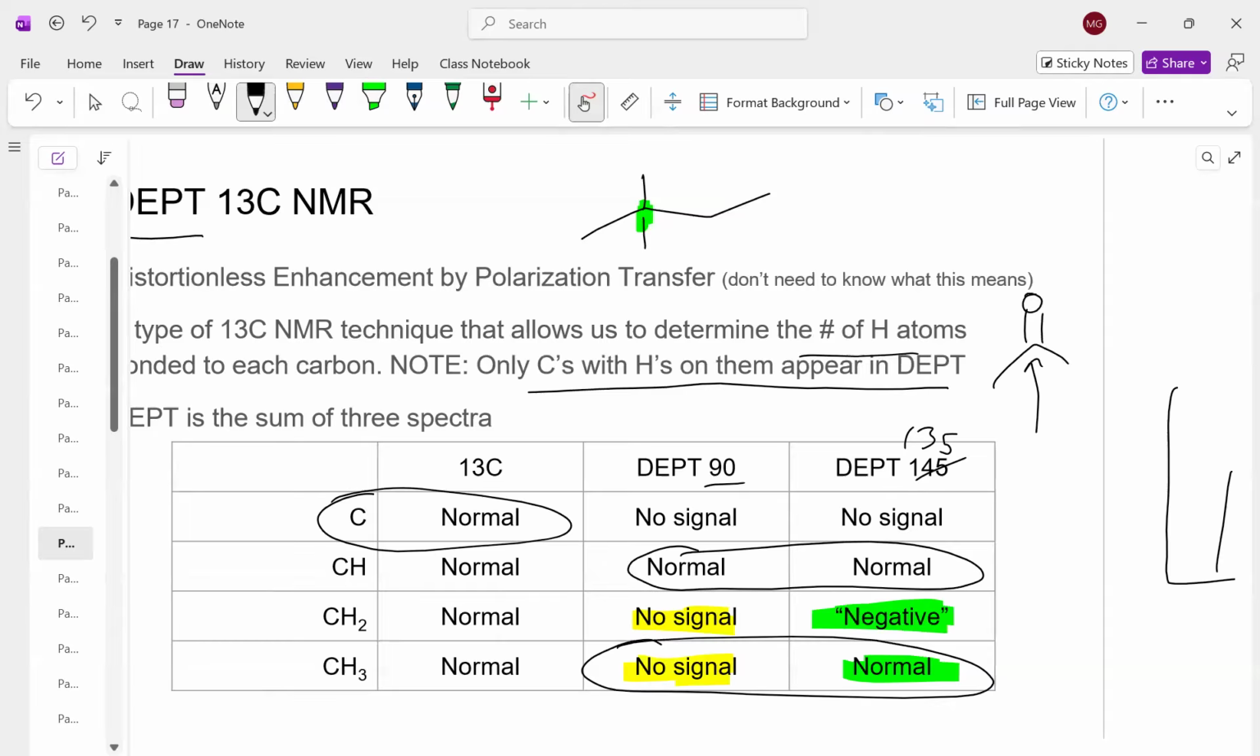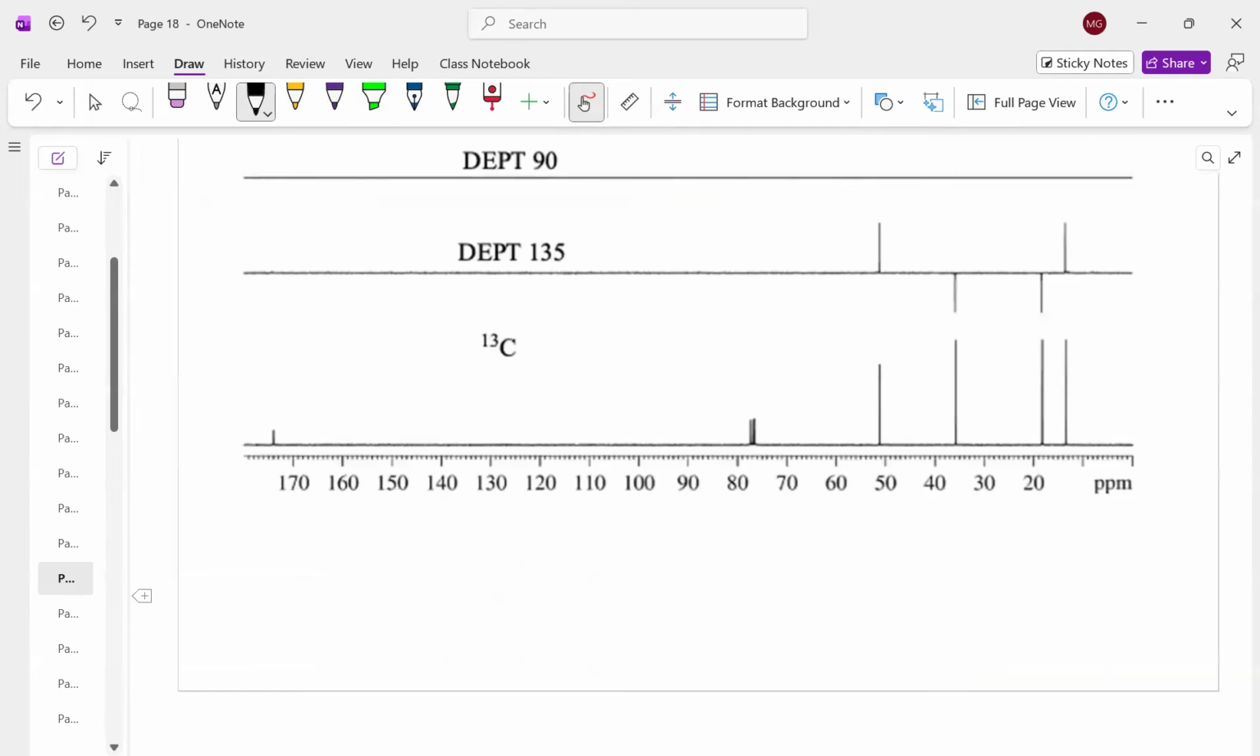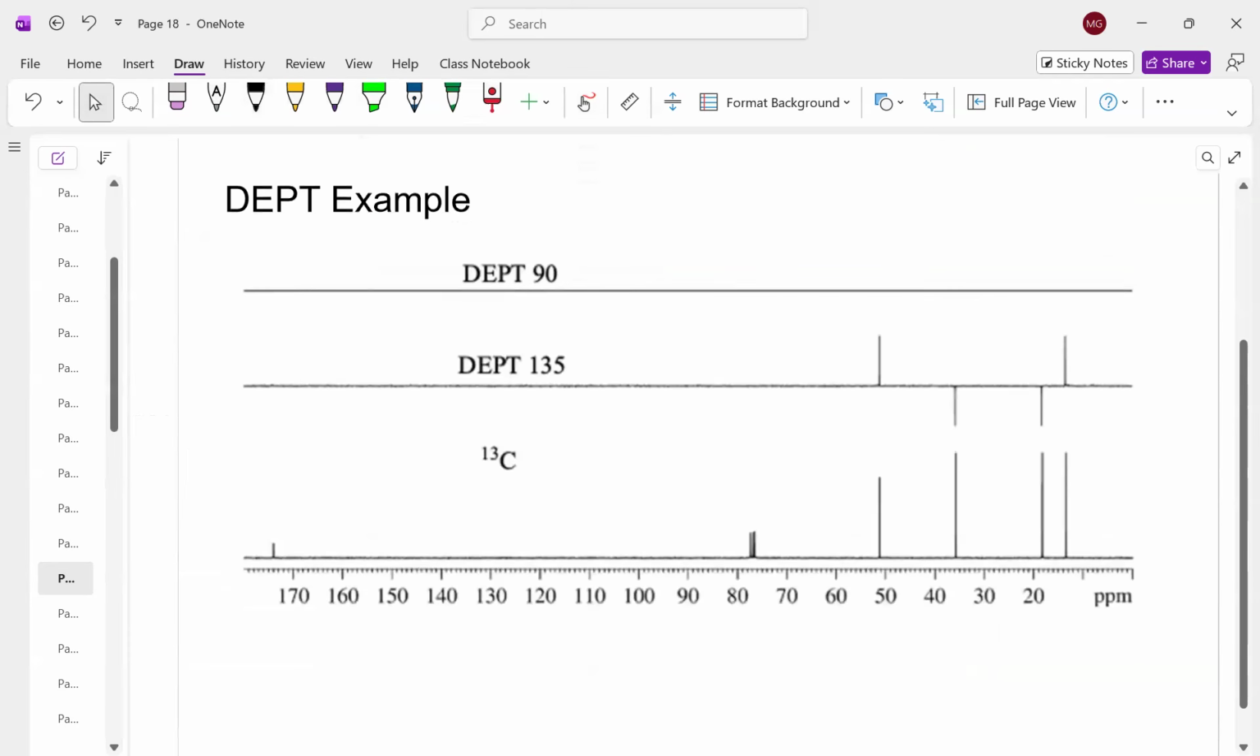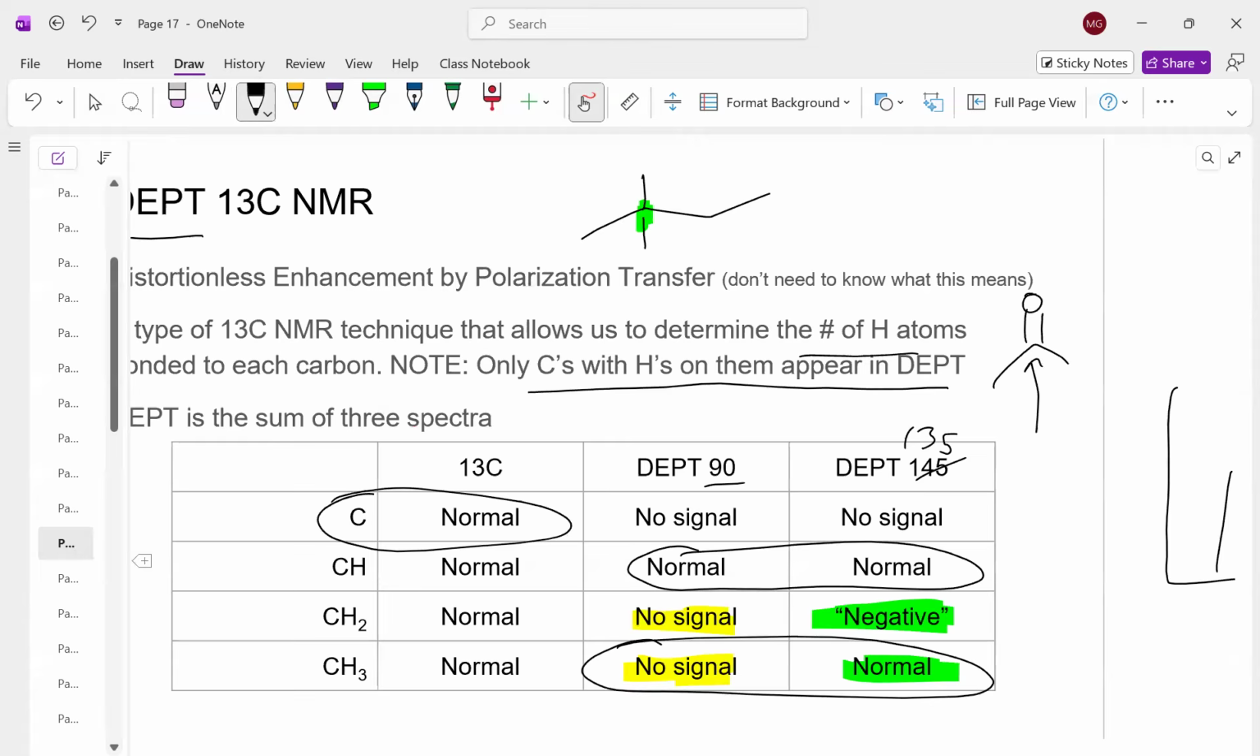So here's how a typical DEPT NMR looks, where on the bottom, we have the original spectra. And then we have the 135 and the 90. So notice that there aren't any signals in the 90. So what can we conclude? Well, that we don't have any CHs.